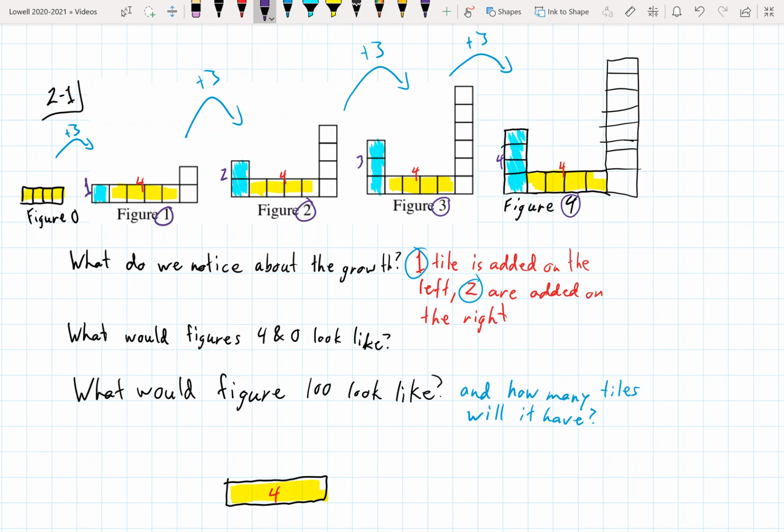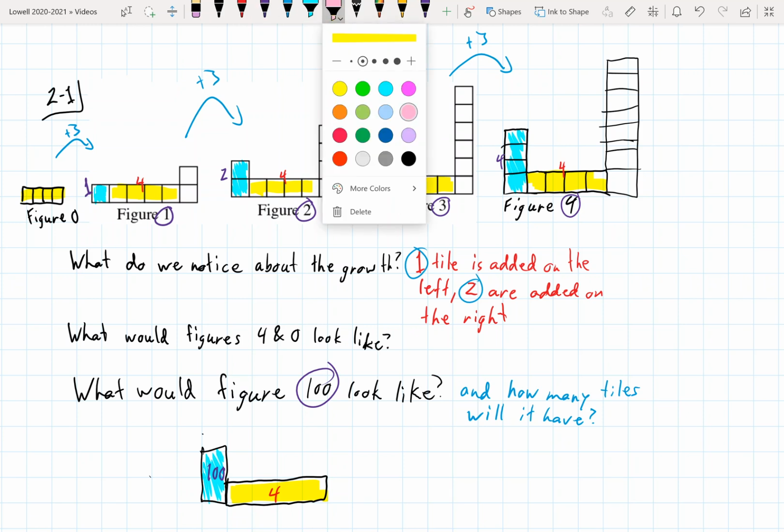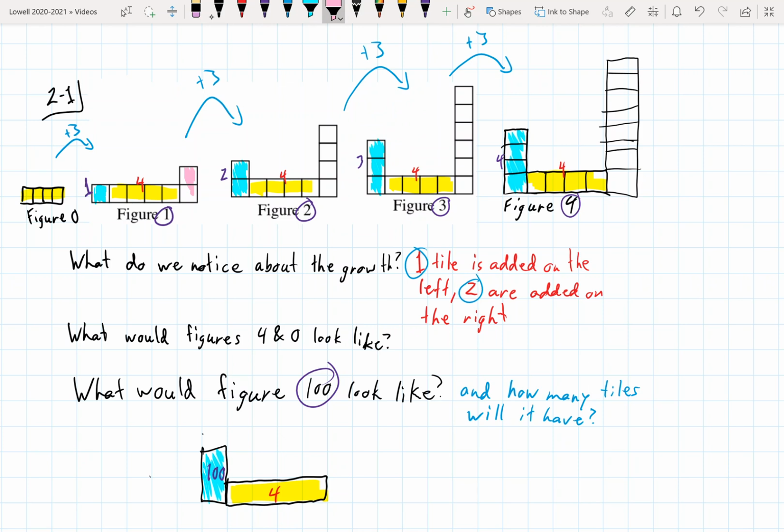So I think if it follows the pattern, then this one in figure 100 is going to have a little tower. And obviously this is not to scale. I should point that out. This one is probably going to be 100 tiles tall. 100 right there. Hopefully that makes sense. And now we'll look at the pink tower on the right side.